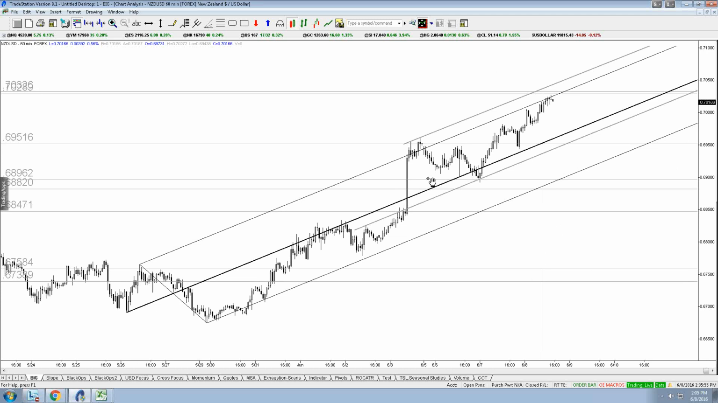Anyway, Kelly, this is the chart. Just draw the fork here. You have some parallels within there.